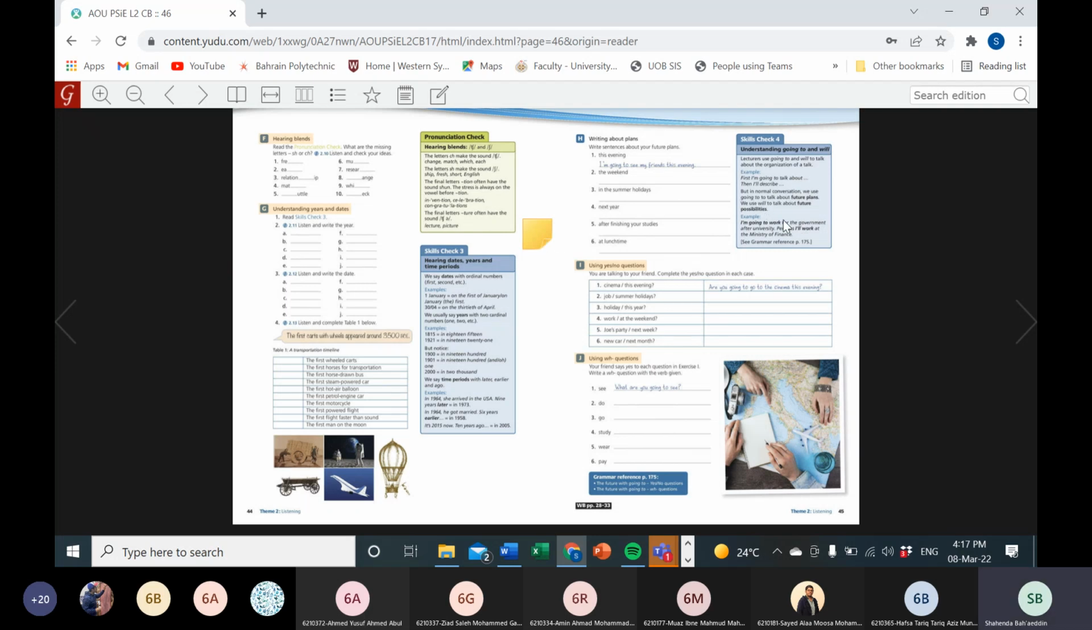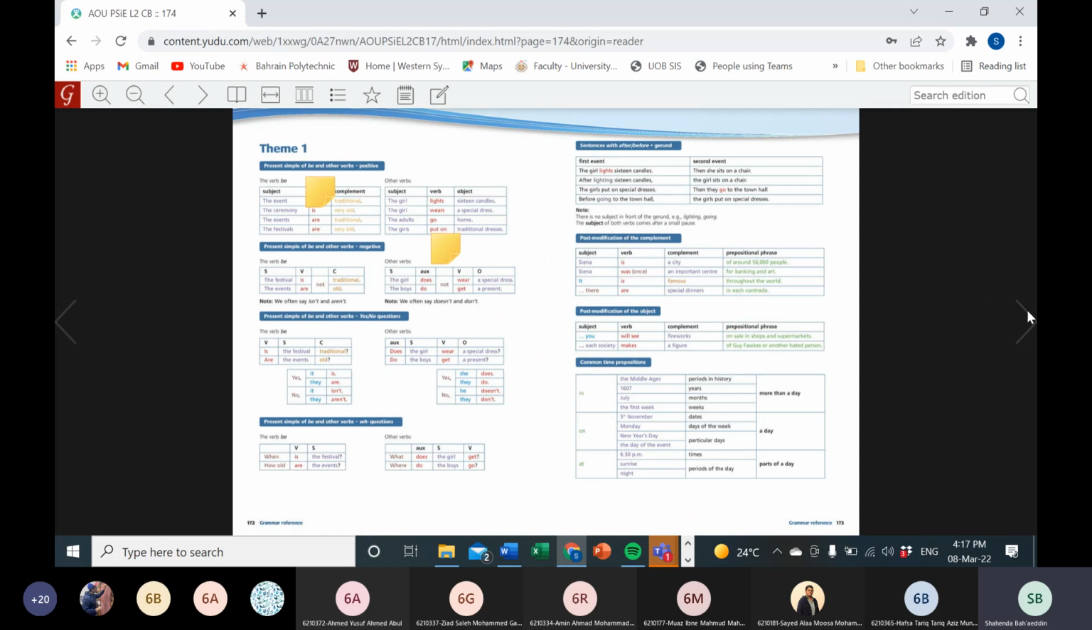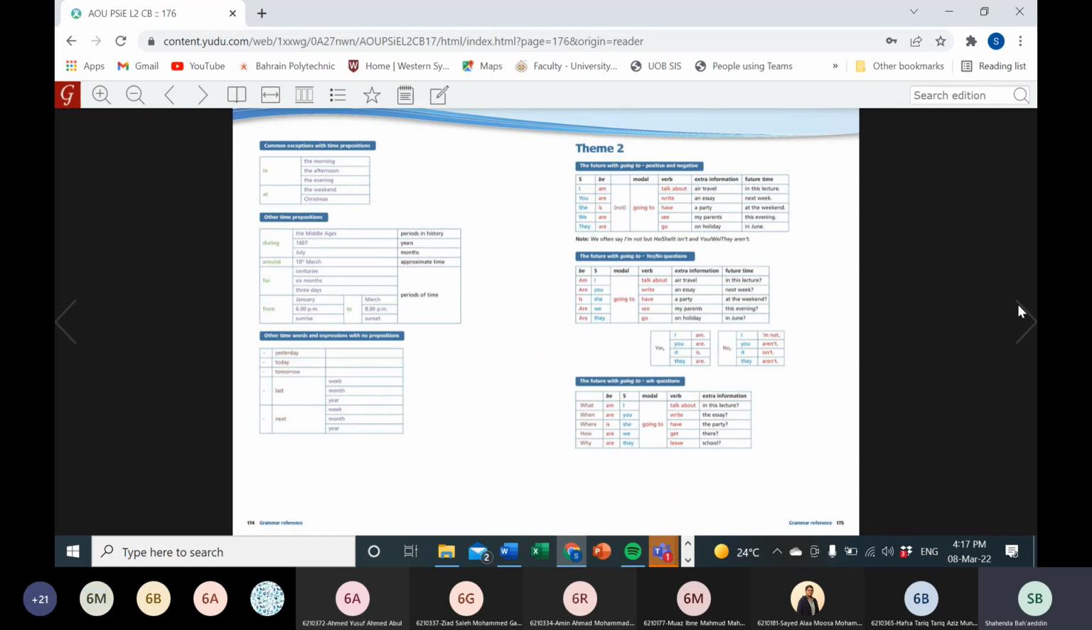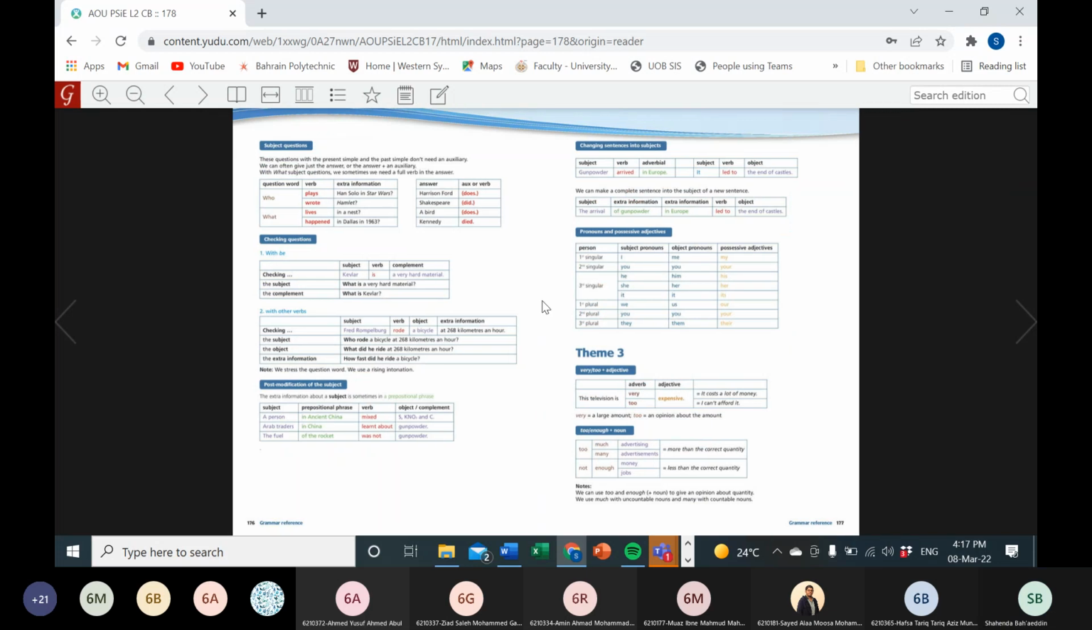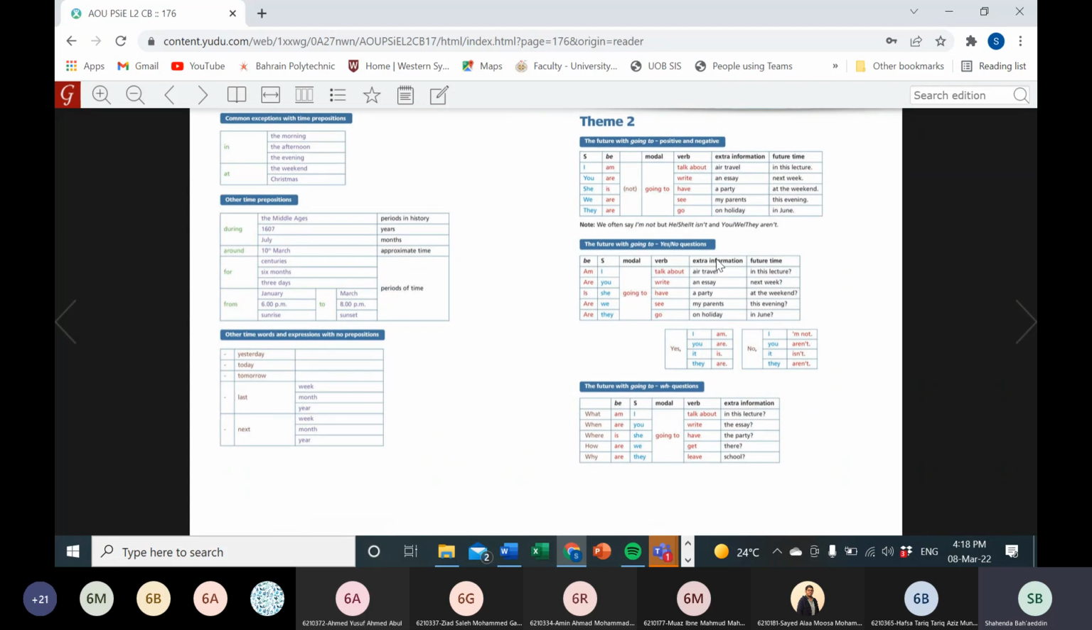What about will? Will is used to talk about what we call future possibilities. Let us go to the language reference or the grammar reference. To talk about future possibilities, there is this. Here: future possibilities, things that are possible in the future. It can happen in the future, but I didn't plan for it.